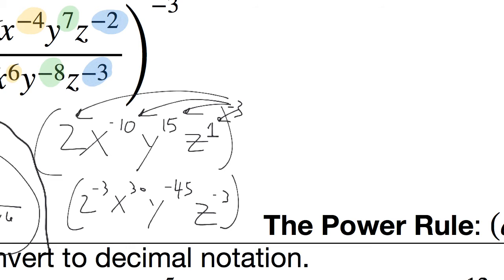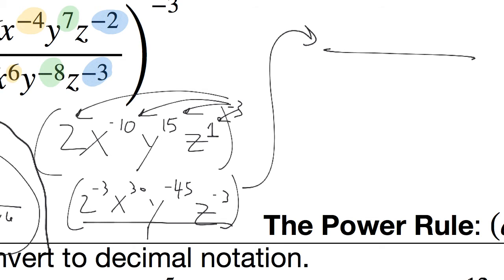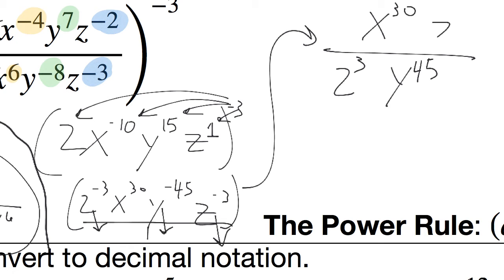I'm going to change these all to positive exponents. Sorry, I'm running out of room. In order to change the sign, I've got to cross the line. It becomes 2 to the third, x to the 30. Change the sign, cross the line: y to the 45th, and z to the negative 3 becomes z to the positive 3.